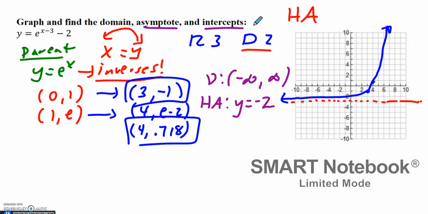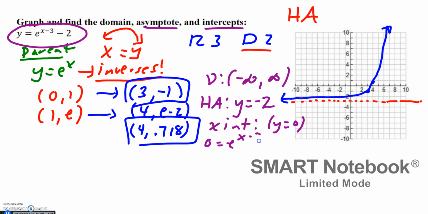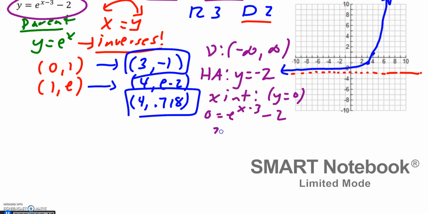And my intercepts, let me just find both again. My x-intercept would be when y equals 0 in the original equation. So that would be 0 equals e to the x minus 3, minus 2. If I'd like to get x alone, I'm going to move 2 to the other side. And if I would like to get this exponent down, I have to apply logs on both sides. That's why it's so important to know how to solve a log equation. ln of 2 equals ln of e to the x minus 3 power.